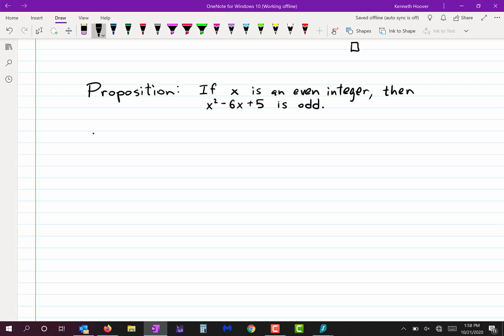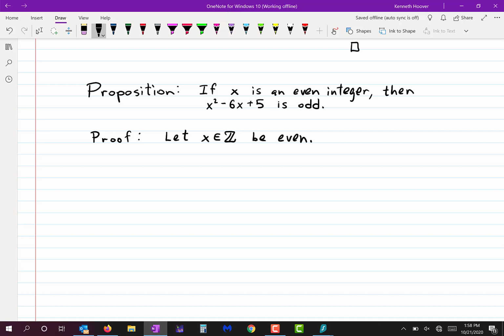Okay, let's see if we can prove that. So we're going to start with: let x be an even integer. I'm going to write it like this. Let x be an element of the integers that's even, so we write it like this.